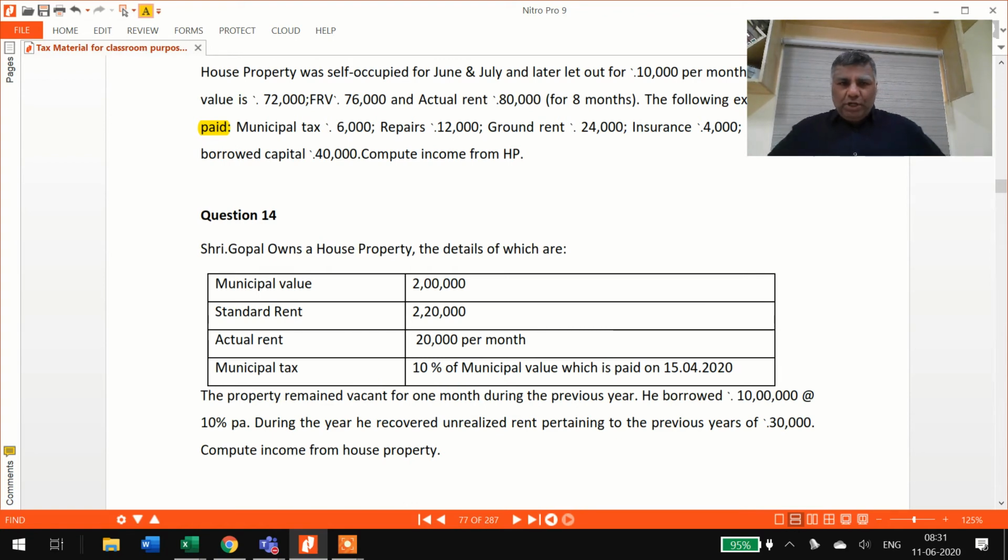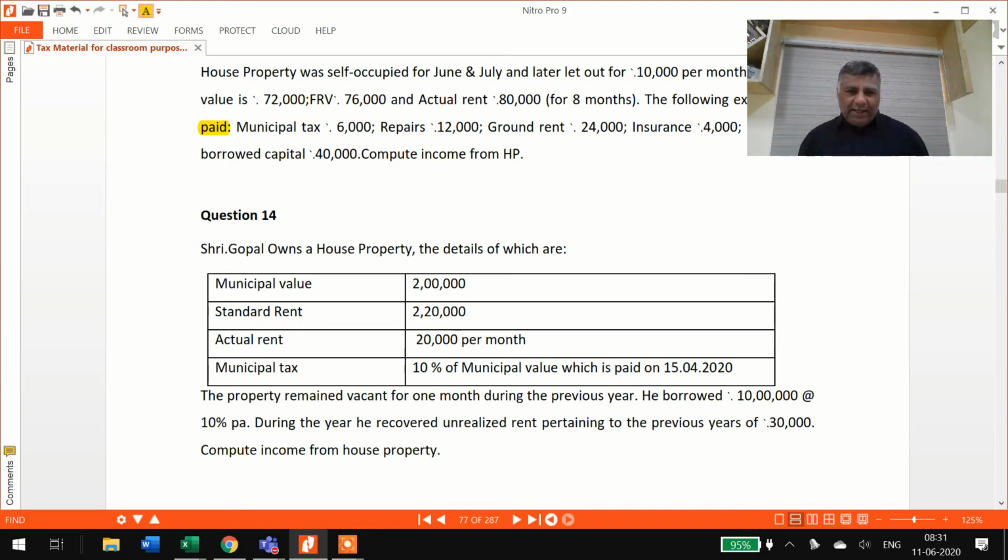Question number 14. Shri Gopal owns a house property, the details of which are MV, SR, actual rent 20,000 into 12, my dear friends, 2,40,000. Municipal taxes, 10% of municipal value paid on 15/4/2020. The property remained vacant for 1 month. He borrowed 10 lakhs at 10%.